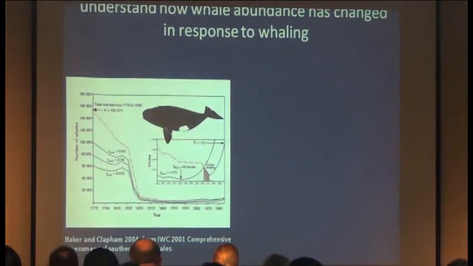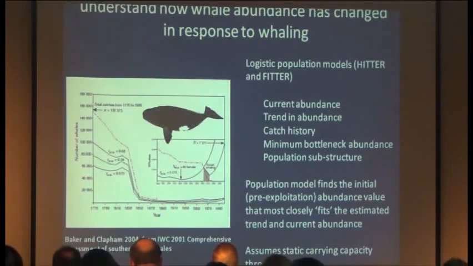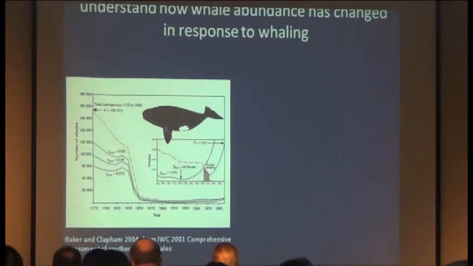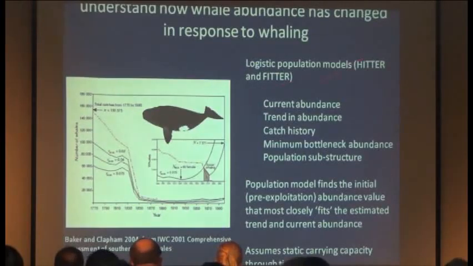Population dynamics models are used to understand how whale abundance has changed in response to whaling. This shows a simple model which was done to understand the population history of southern right whales in 2001. The trends are from 1770 to the present day, and the population dynamic model needs to take into account the current abundance and trends in abundance and the catch history. The population model tries to find the initial abundance value here that most closely fits estimated current trends in abundance.